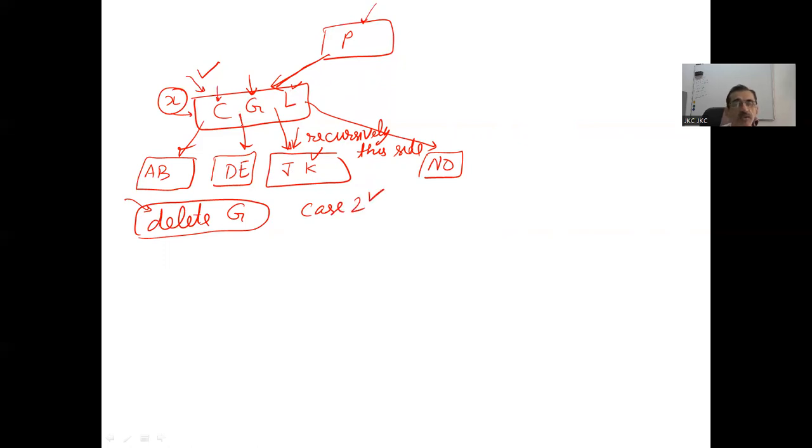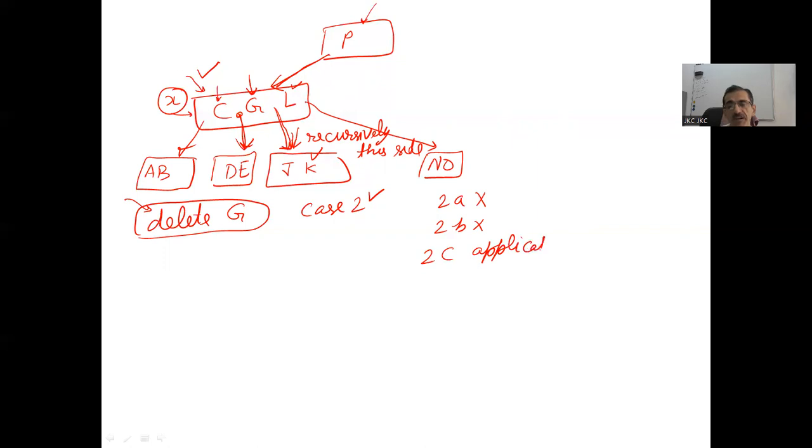Then I go to the preceding child. G's preceding child has only 2 values, so 2A is not applicable. Then I go for the succeeding child to check 2B, but the succeeding child also has only 2 keys, not 3. So 2B is also not applicable. So I say 2C is applicable.